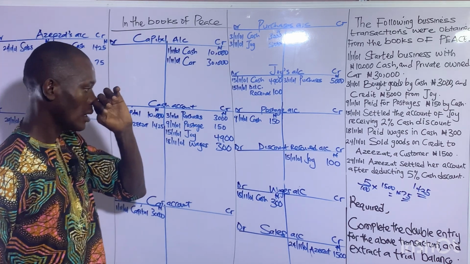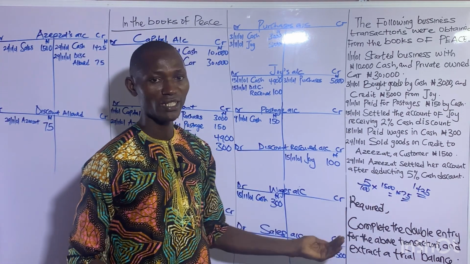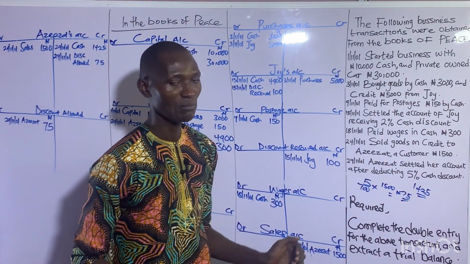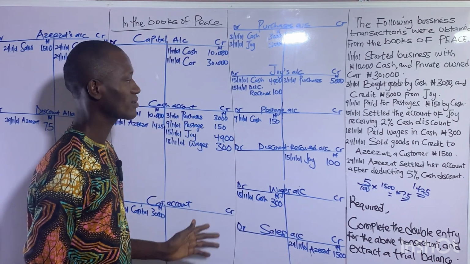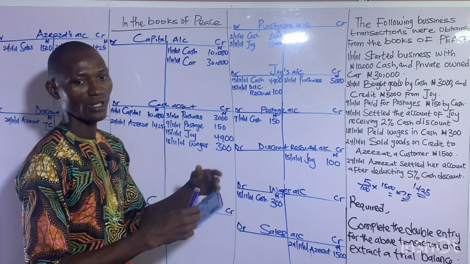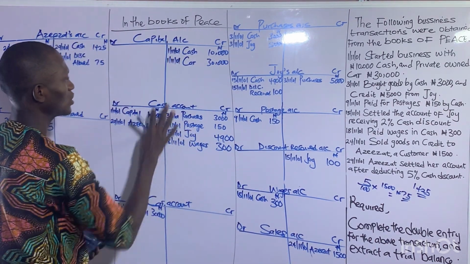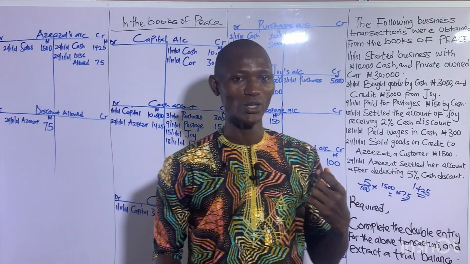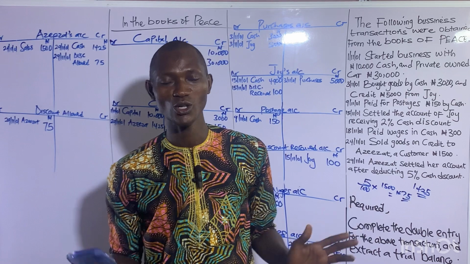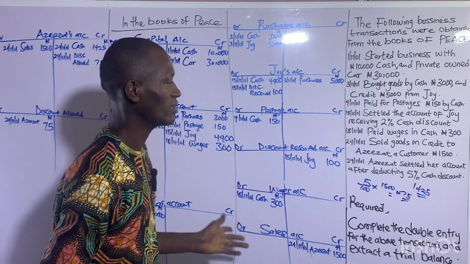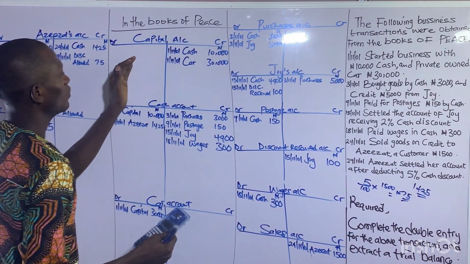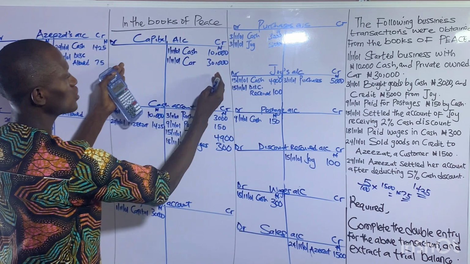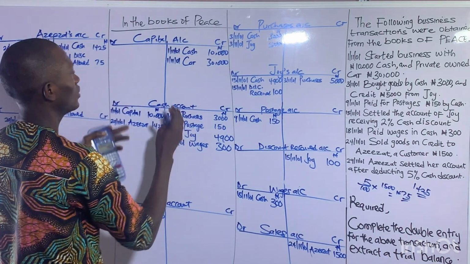Good. So having completed the double entry for this list of business transactions, let's balance the accounts and extract our trial balance. So let's start with the balance. Balancing an account, I will refer you to our previous episode. Balancing an account is very easy, it's easy peasy. Balancing an account means you want to make the two sides equal.